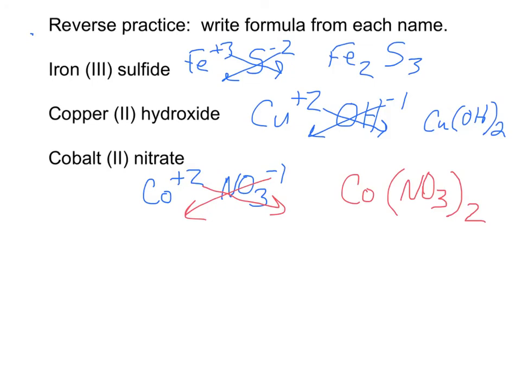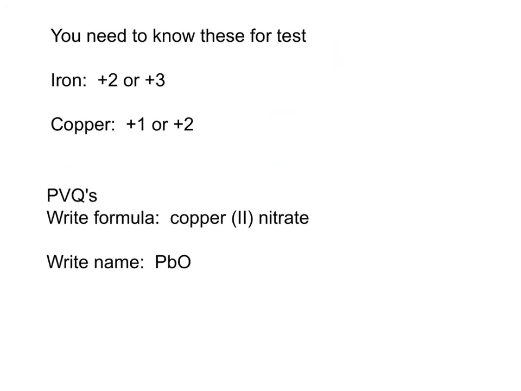Okay. All right, so there are 2 transition metals that we're going to require you to know. The first one is iron. Iron can either be a +2 or a +3. So that's going to be iron, Roman numeral 2, iron, Roman numeral 3. And then, of course, copper can be either +1 or +2. Those are just ones we expect you to know.